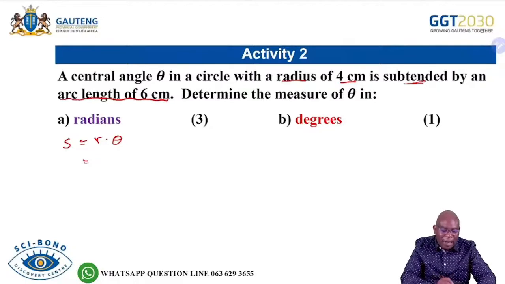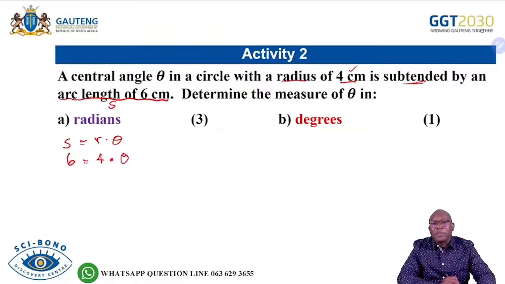Substitute. S is the arc length, so S is given, which is 6 centimeters. The radius is given as 4 centimeters, so there will be 4 centimeters multiplied by theta.